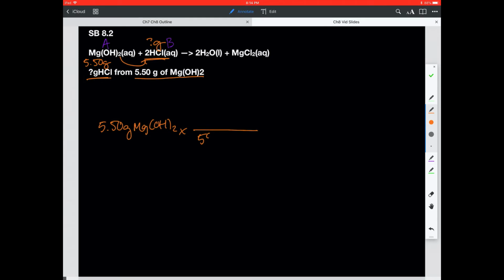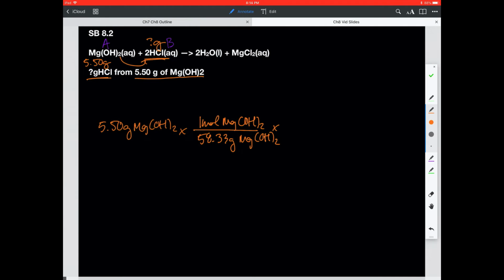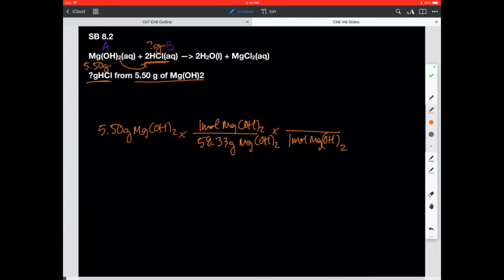Molar mass, right? So I need to get the molar mass of MgOH2. Next, now that we're at moles of MgOH2, now we can do our mole ratio, which says that for every 1 mole of MgOH2, the understood coefficient there, there are 2 moles of HCl.